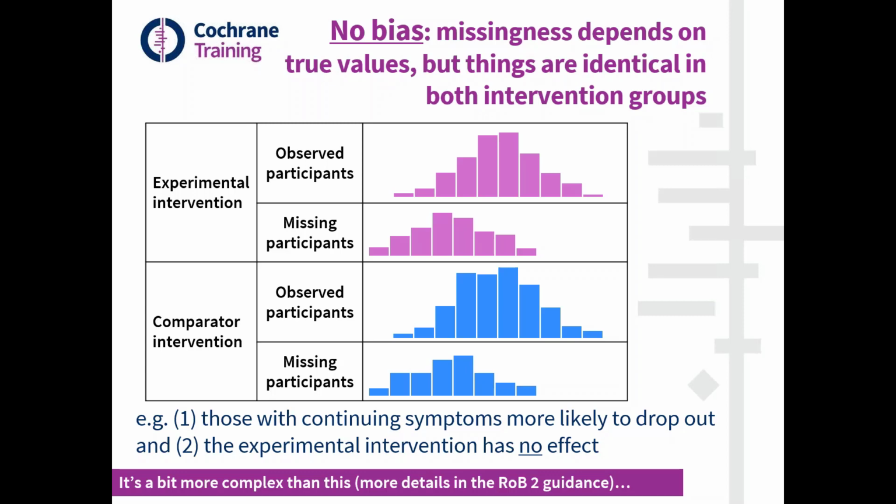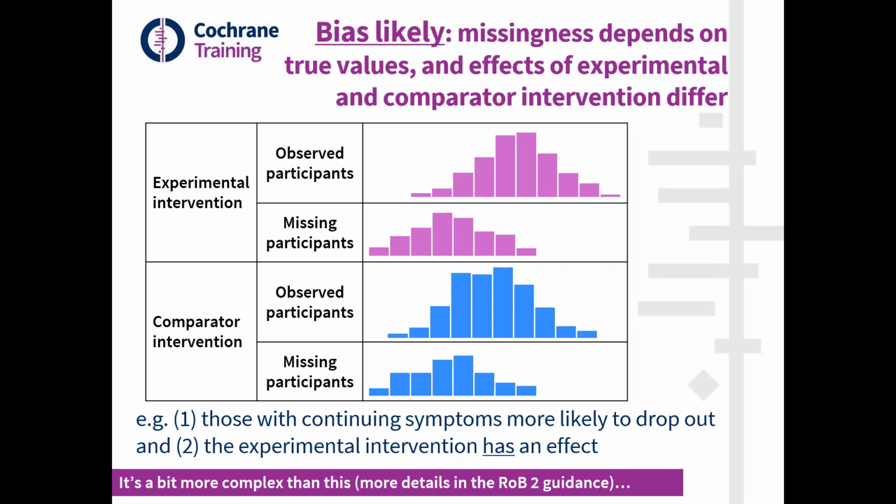On the other hand, and this is my final of these examples, supposing the intervention does have an effect, so I'm going to shift these a little bit so that now across all the pinks, the average is higher than across all the blues. Now, even though there's the same proportion of people missing data, and missingness depends on the true value, now the intervention has an effect, and this is a situation where we are likely to have bias.